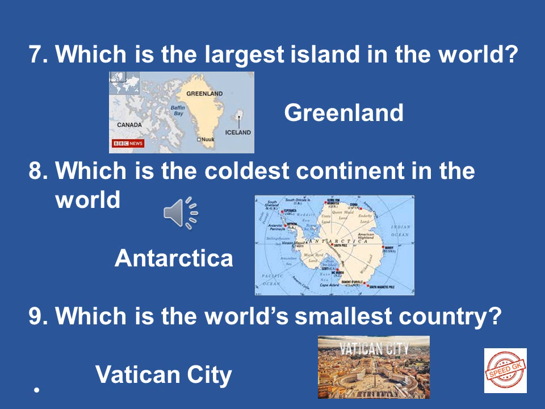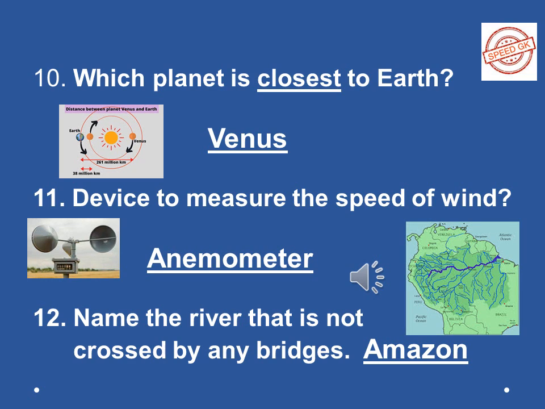What are the branches of a river called? Tributaries. Which is the largest island in the world? Greenland. Which is the coldest continent in the world? Antarctica. Which is the world's smallest country? Vatican City.